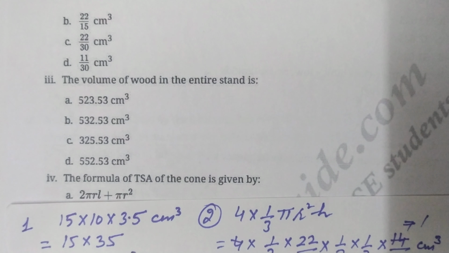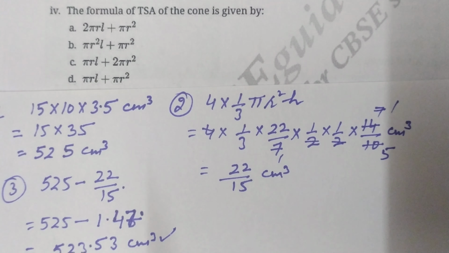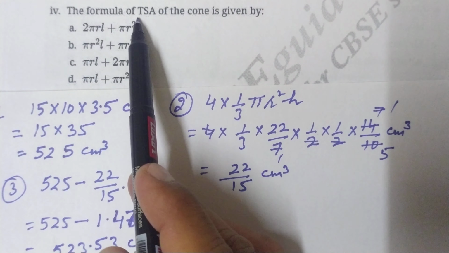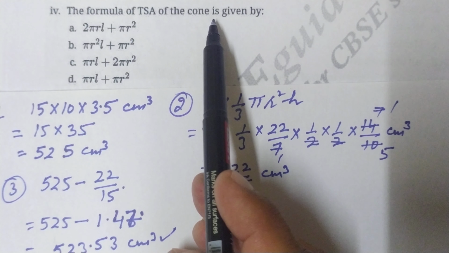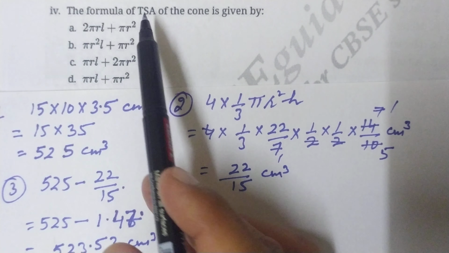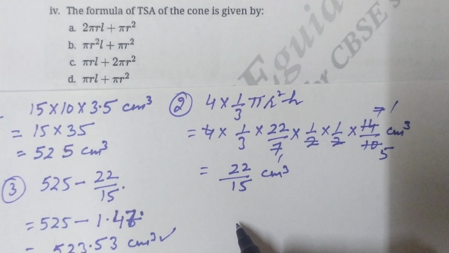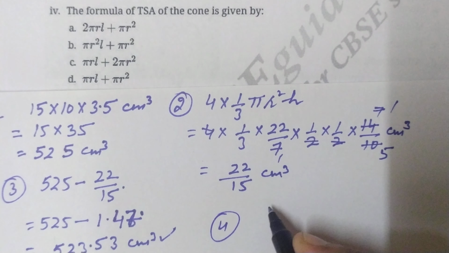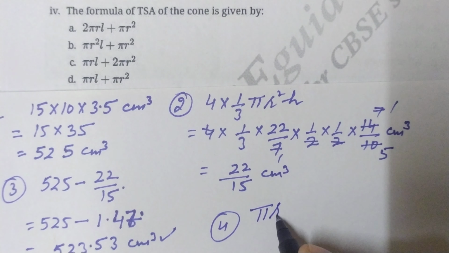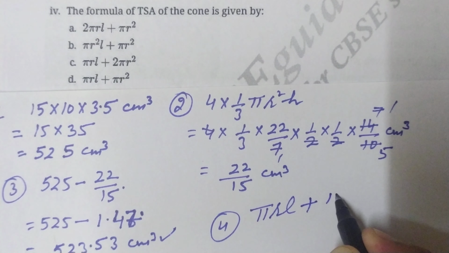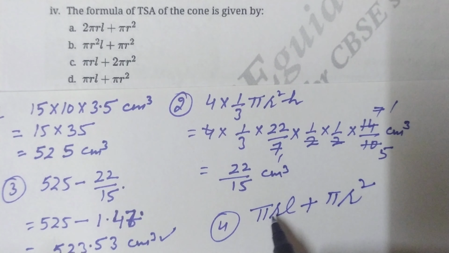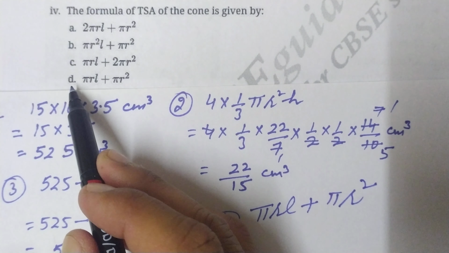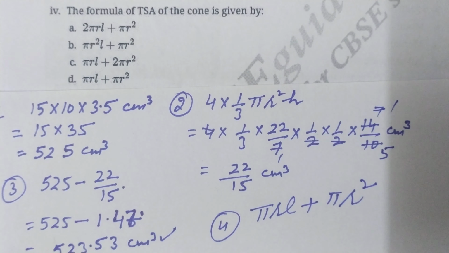Let's see the fourth part. The formula of TSA of the cone is given by, we know TSA of the cone is CSA plus area of the base. CSA is pi RL, plus area of the base is pi r square. So it is pi RL plus pi r square. So D option is correct here.